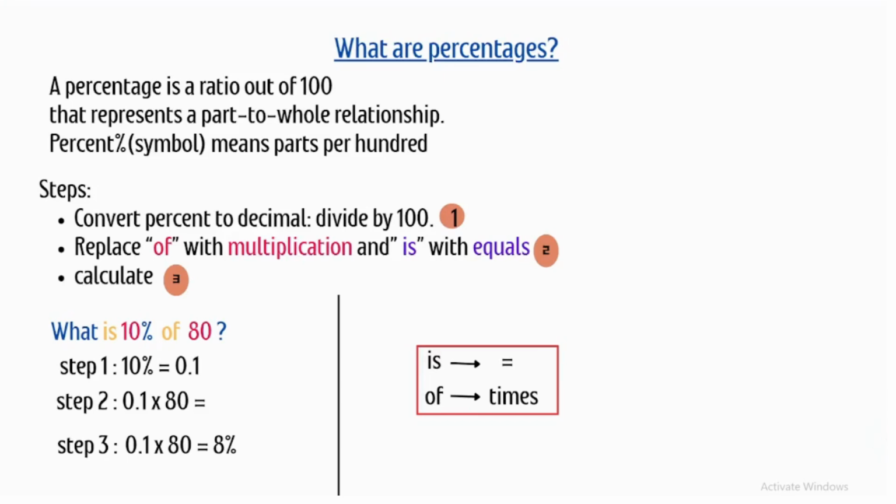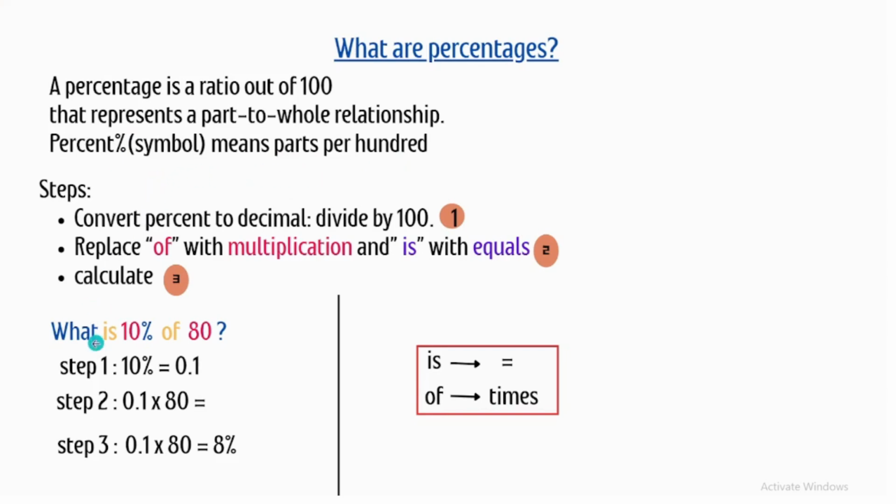Today's lesson is about percentage. A percentage is a ratio out of 100. It's a ratio, it has a numerator and a denominator. The denominator is 100. That represents a part to whole relationship, with the part in the numerator and the whole in the denominator. So the percent symbol means parts per 100.